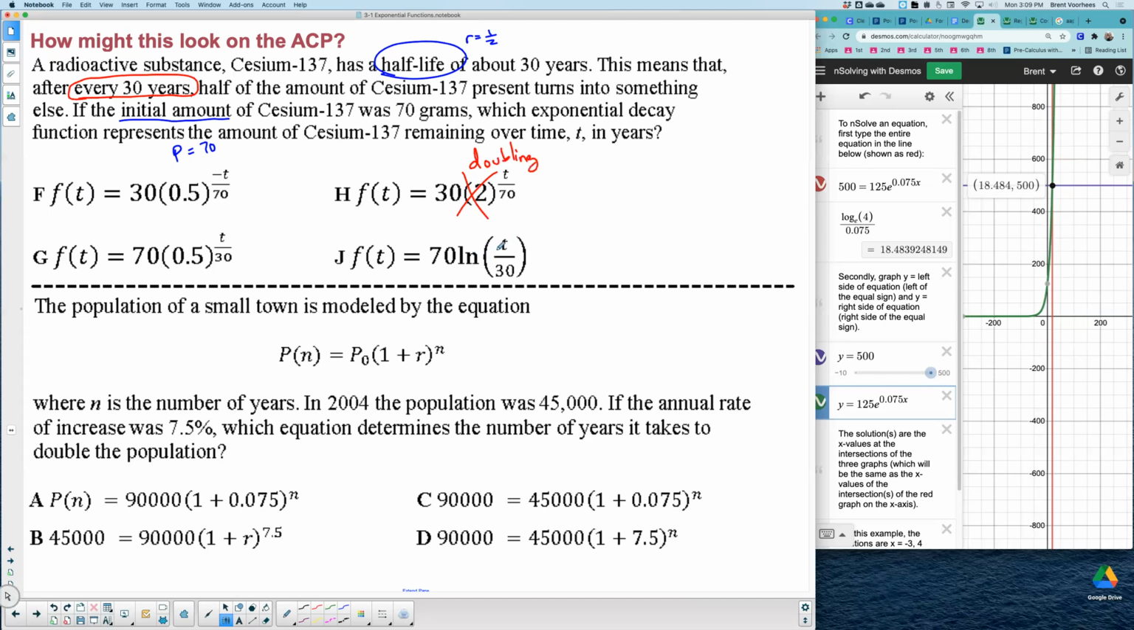And it's not this formula. That's not how any of our formulas are set up. So that one's just out. It's not even close. So between these, the initial amount needs to be 70, which this one's not. Obviously, the answer is F.